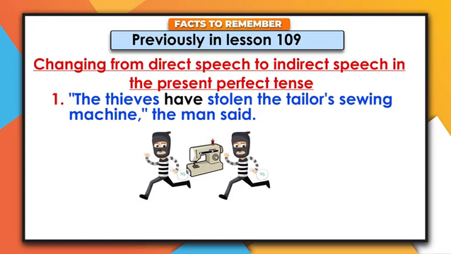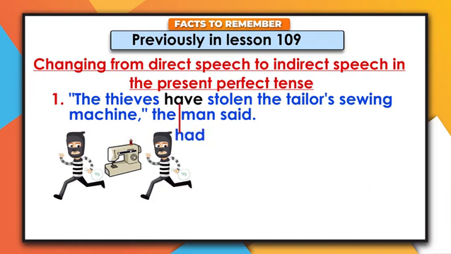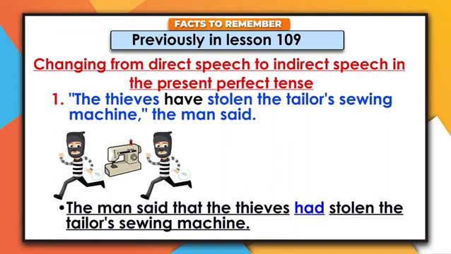The first example is already on your screen. The thieves have stolen the tailor's sewing machine, the man said. We are going to report after carrying out some changes. Therefore, we are going to change have to had. And we can report by saying, the man said that the thieves had stolen the tailor's sewing machine.